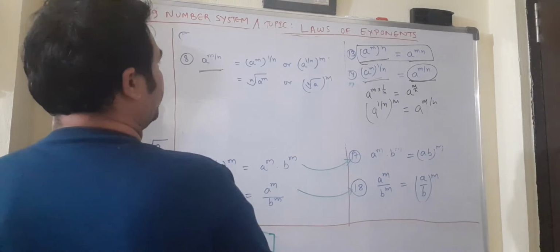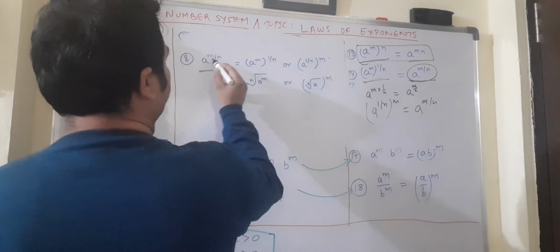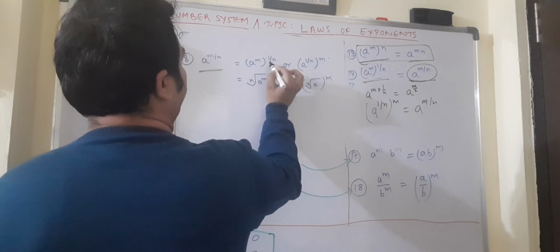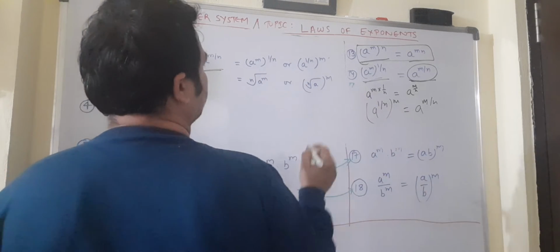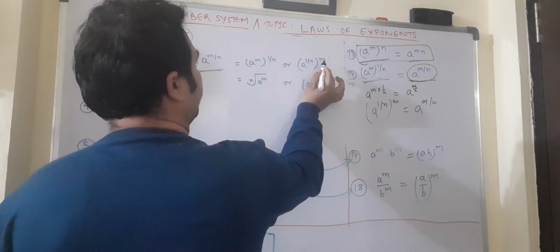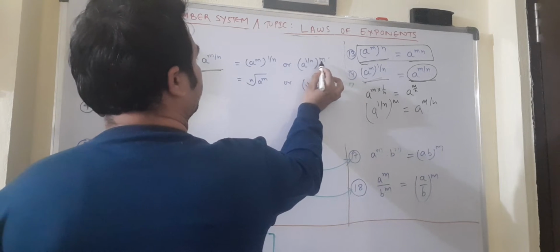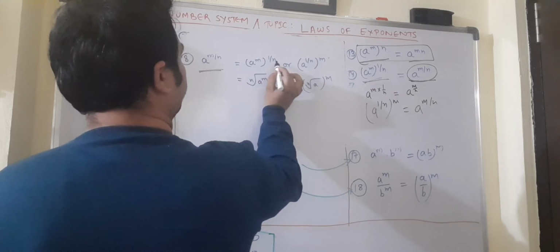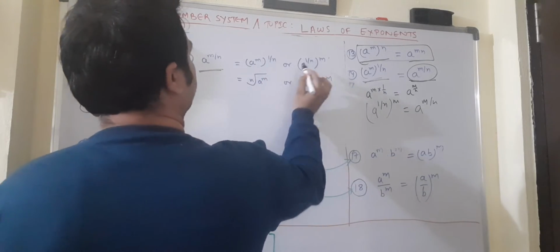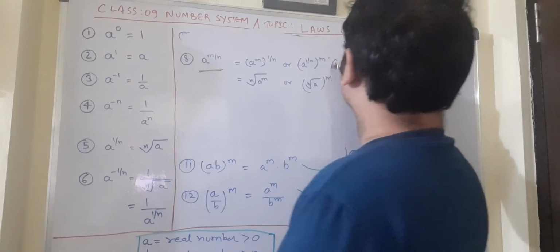So a to the power m by n, you can write a to the power m and here 1 by n, or a to the power n, here m. Both will give you a to the power m by n, because they will multiply. From where? From this one.